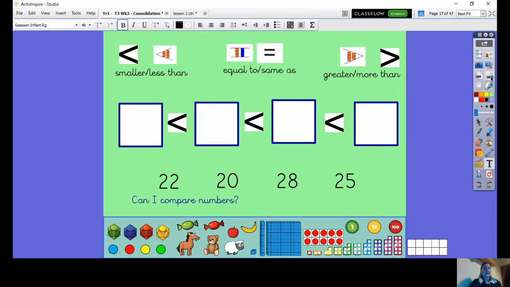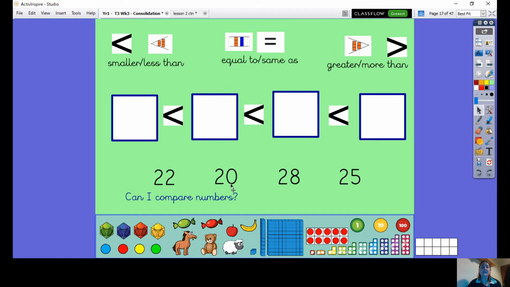Okay, let's move on. Now let's have a little look at this. Now this looks really complicated when you first look at it, but actually it's not, and I'm going to explain to you how to use this grid. So we're going to order these numbers by comparing them with each other, and we've got the same symbol. So here we've got smaller than, smaller than, smaller than.